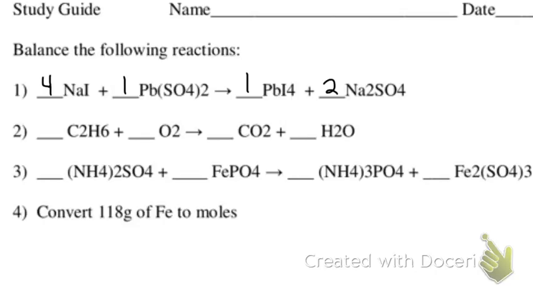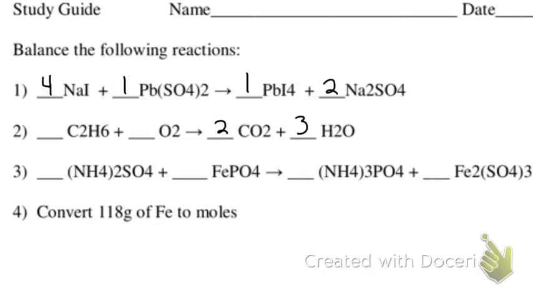Next problem, looks like I'm going to need to do a 0.5 maneuver with my oxygens. I can tell that because of this hydrogen. So I'll start off. 2 carbons on this side, 1 carbon on this side. I need a 2 out front. 6 hydrogens on this side, 2 hydrogens on this side. I need a 3 out front.